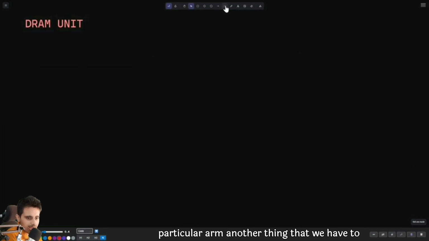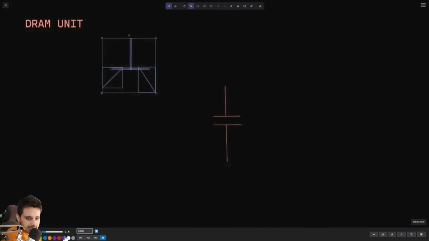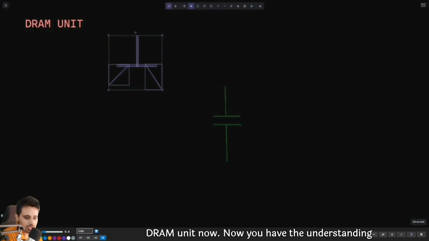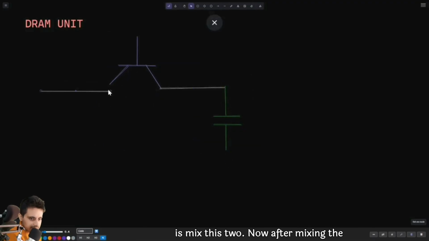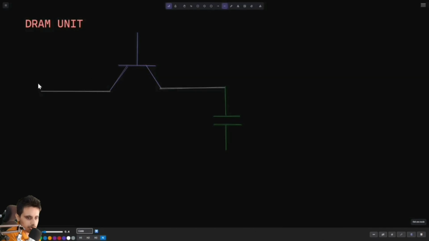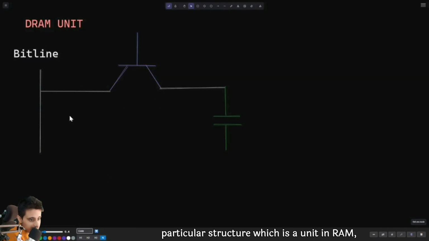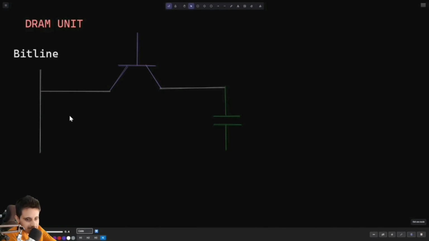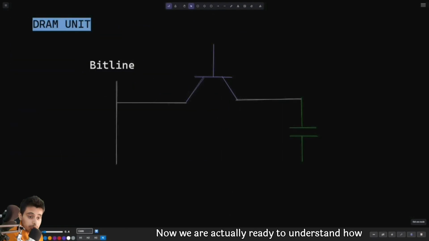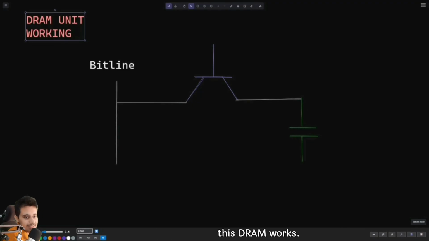Another thing that we have to understand is the DRAM unit. Now you have the understanding of transistor and capacitor. Now what you have to do is mix these two. After mixing the transistor and capacitor, you can create this particular structure, which is a unit in RAM, the random access memory that is going to be hacked today. Now we are ready to understand how this DRAM works.